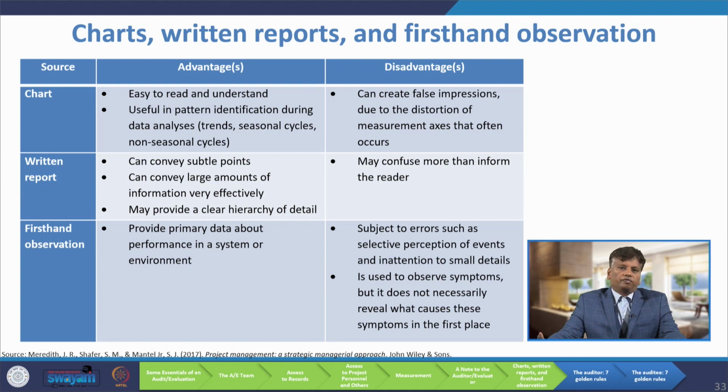Another type of information that we can measure is from first hand observation. So, what is the advantage? It provides primary data about performance in a system or environment. The disadvantage is that it is subject to errors such as selective perception of events and inattention to small details, and it is used to observe symptoms, but it does not necessarily reveal what causes these symptoms in the first place.